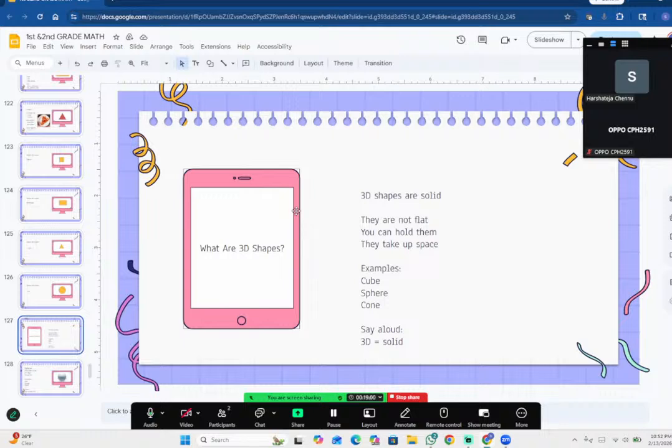What are 3D shapes? So 3D shapes are solid. They are not flat. You can hold them. They take up space. So examples are like a cube, a sphere, or a cone. So just remember 3D equals solid.